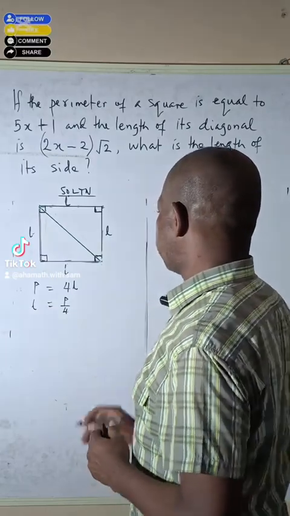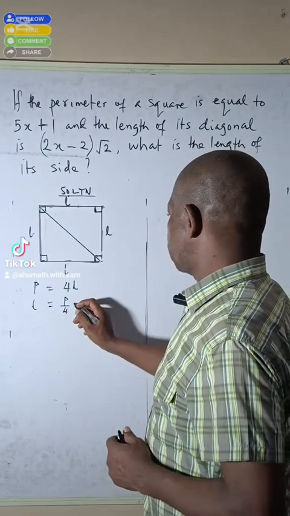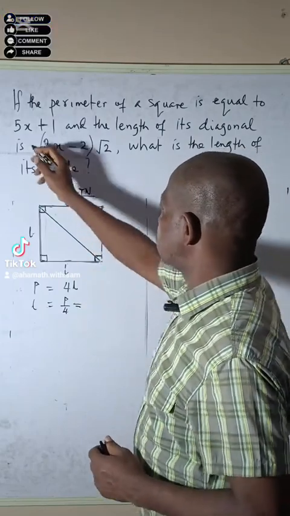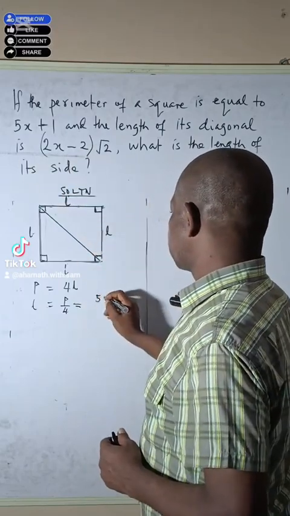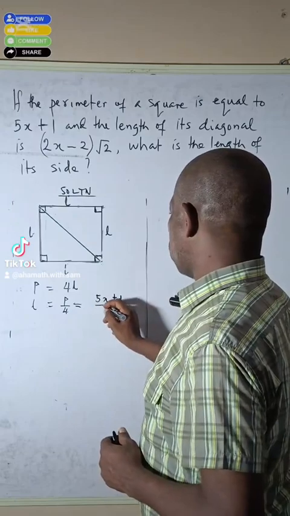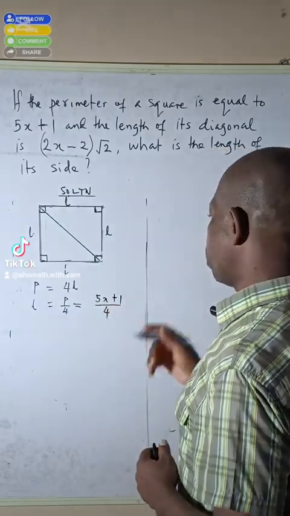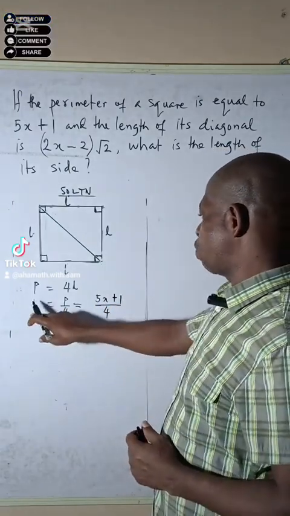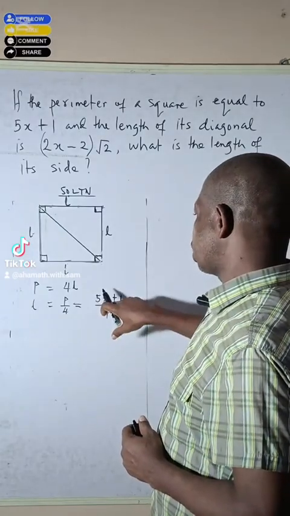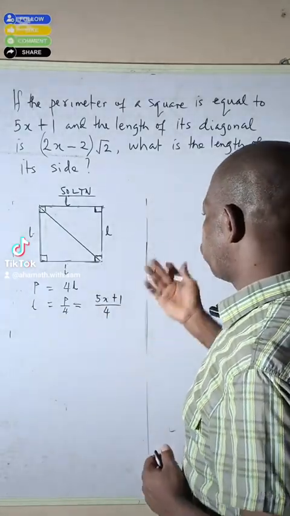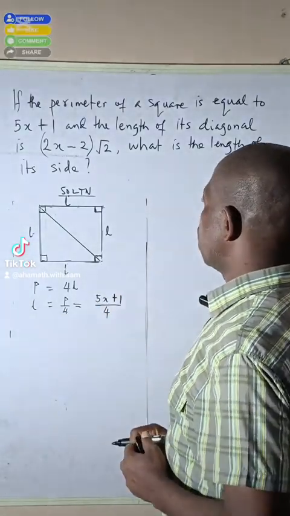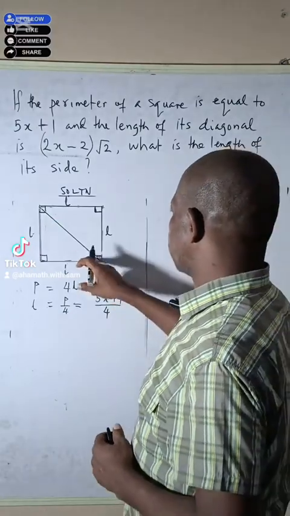When you divide both sides by 4, then P, the perimeter, don't forget, has this value, so L is (5x + 1) over 4. But we cannot find the length from this because we don't know what x is. So we first of all have to find x. How do we make the connection to find x?